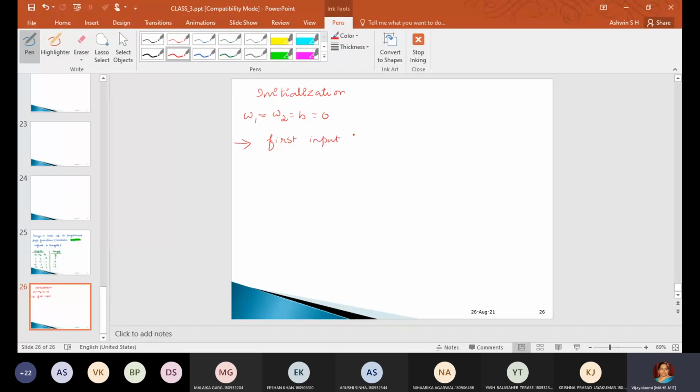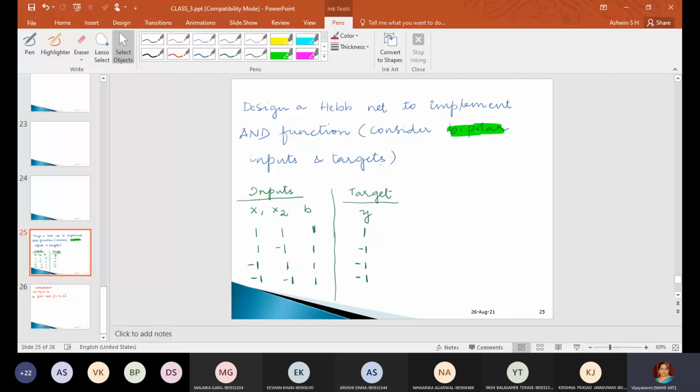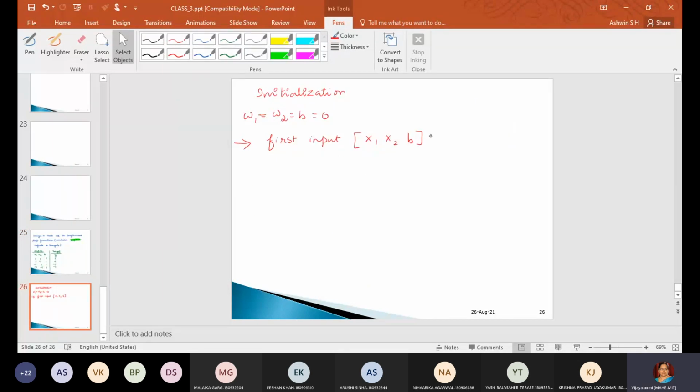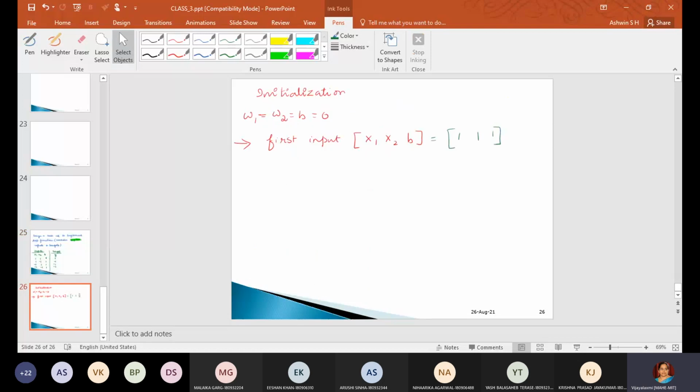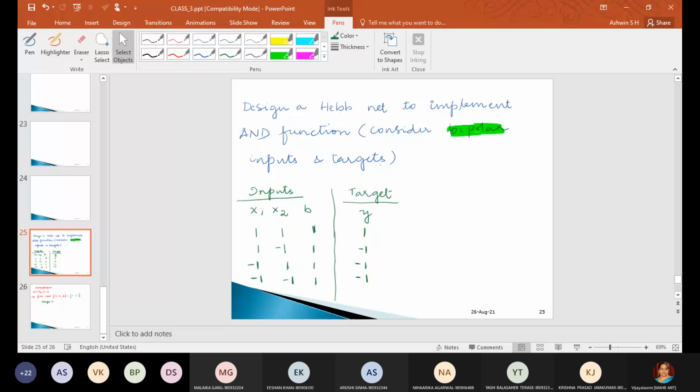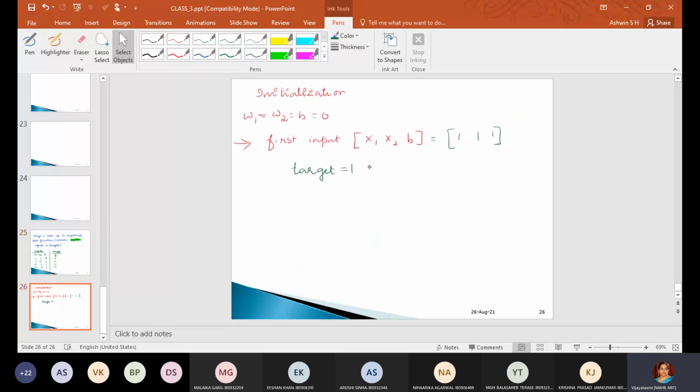The first input, that is x1 x2 b, is equal to 1 1 1. For that we know the target is equal to 1 from the previous table. That means the target is equal to 1, which is nothing but the output y equal to 1.